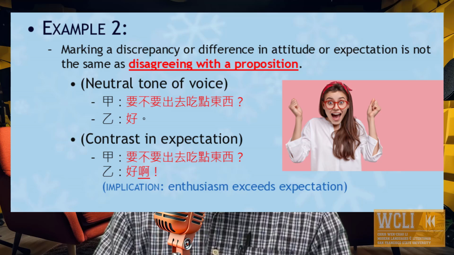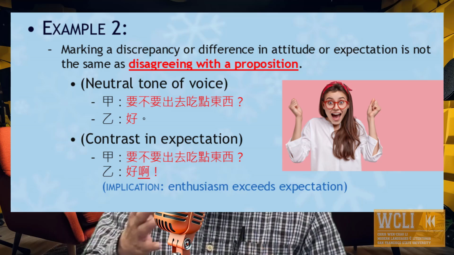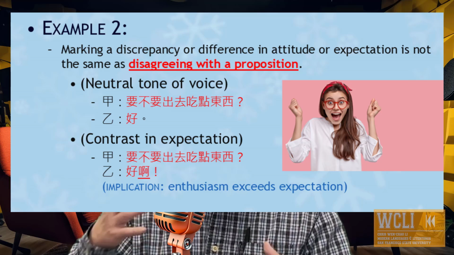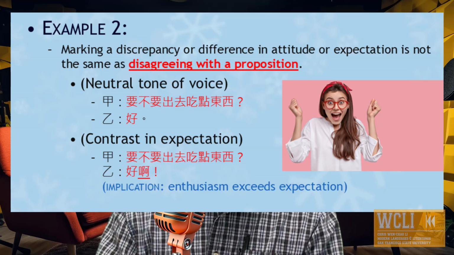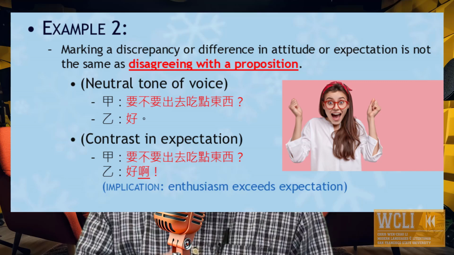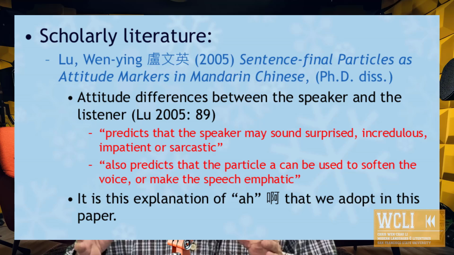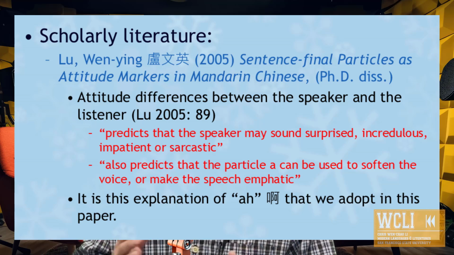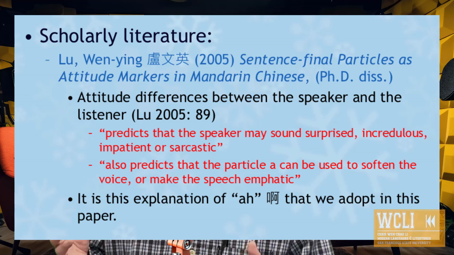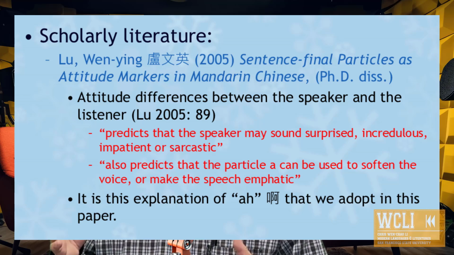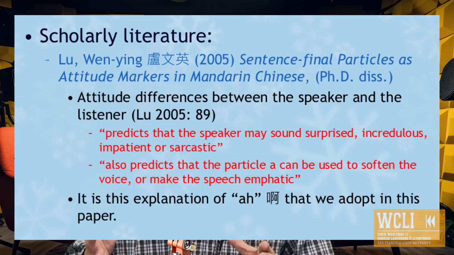Now when the addressee says 好啊, they are agreeing to the proposition, and yet the 啊 here indicates that the degree of agreement or the level of excitement exceeds that which is expected by the speaker. Okay, not only am I saying yes, I am saying yes in an enthusiastic way, with much more enthusiasm than you would have expected. Okay, so there we have the 啊. Which is why Wen-yin Liu goes on to say that describing 啊 as denoting an attitude difference between the speaker and the addressee predicts that the speaker may sound surprised, incredulous, impatient, or sarcastic. It also predicts that the particle can be used to soften the voice or make the speech emphatic. So this is a range of very different functions, but what unites them is that they indicate an attitude difference, a difference of attitude between the speaker and the addressee.